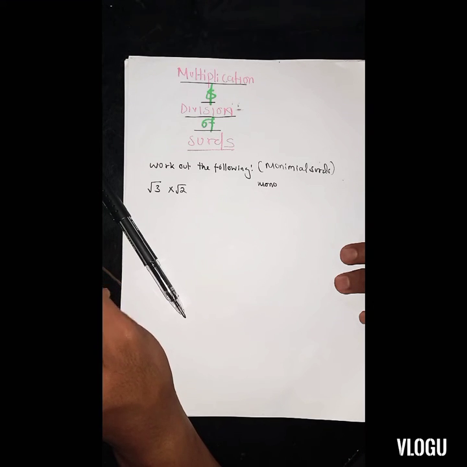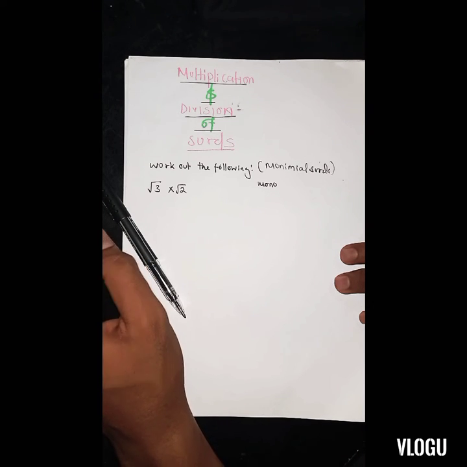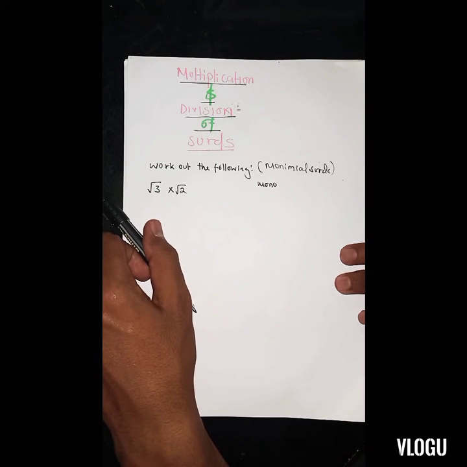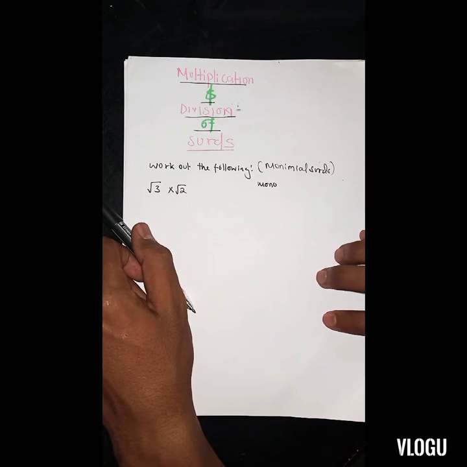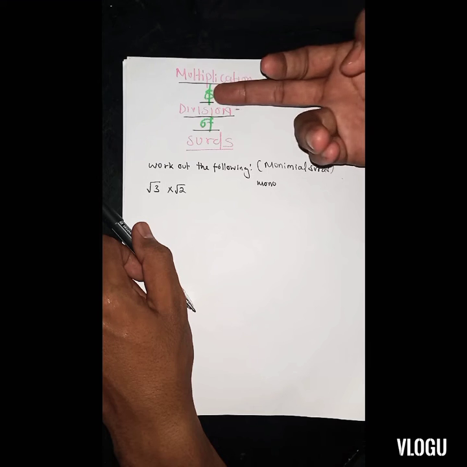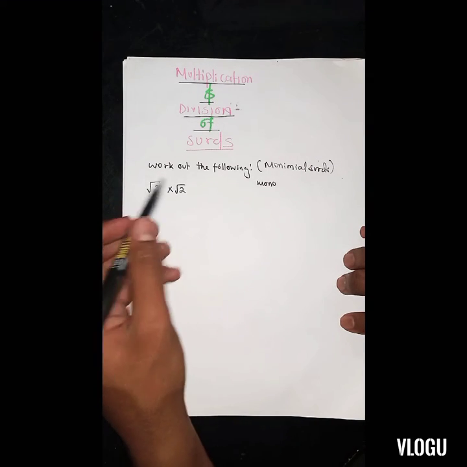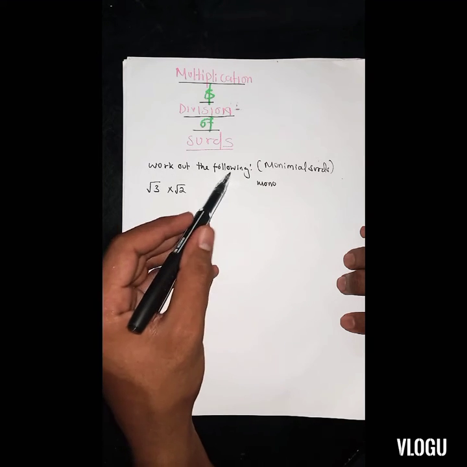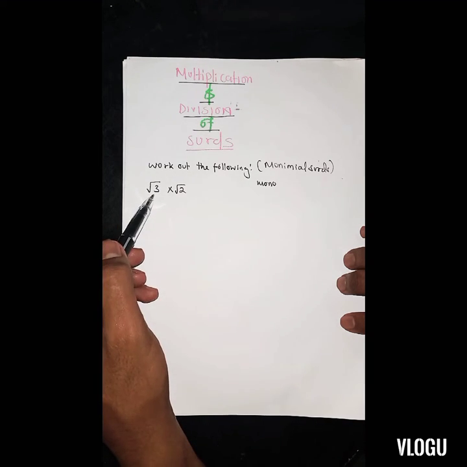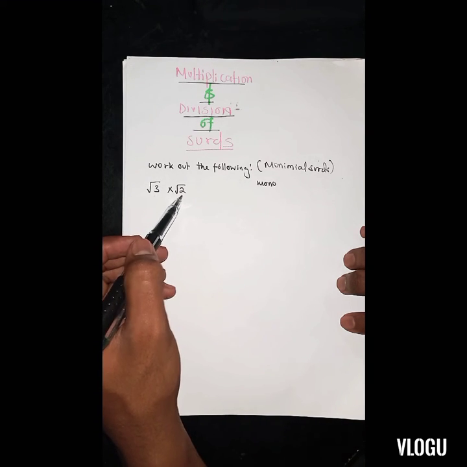In the previous video we discussed addition and subtraction of surds. Therefore, in this video we're going to discuss multiplication and division of surds. I begin with this example. Work out the following: root 3 times root 2.